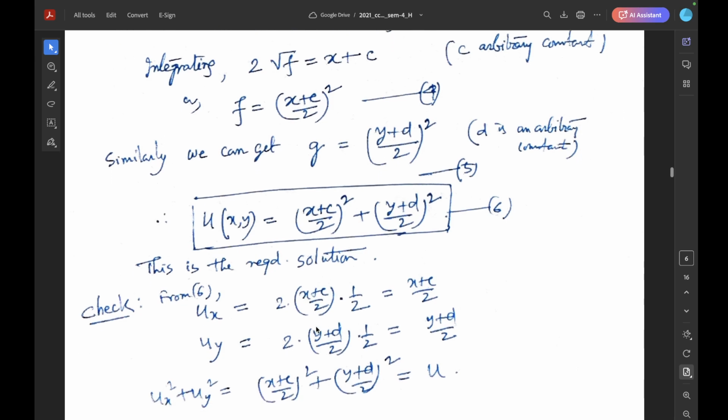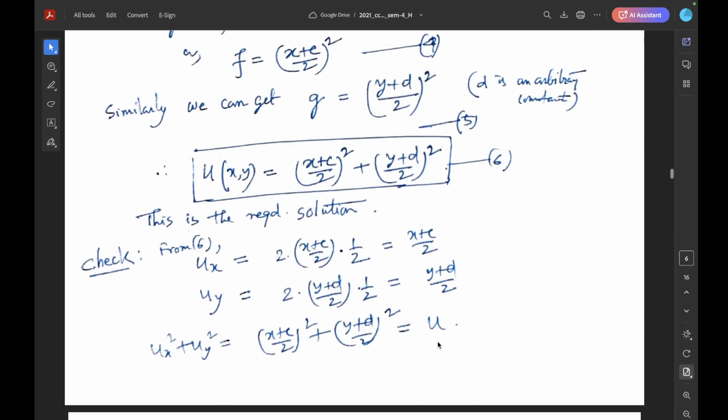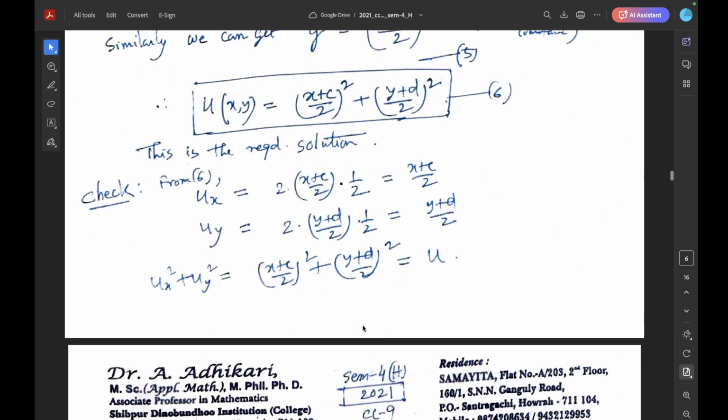Check. From 6 we get ux. From ux we can write 2 into (x plus c) by 2 into 1 by 2. This is equal to (x plus c) by 2, and uy equal to 2 into (y plus d) by 2 into 1 by 2. So ux square plus uy square equal to this square plus this square, so this is equal to u, hence verified.